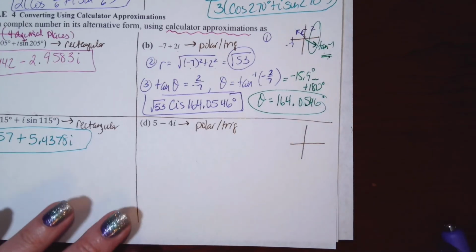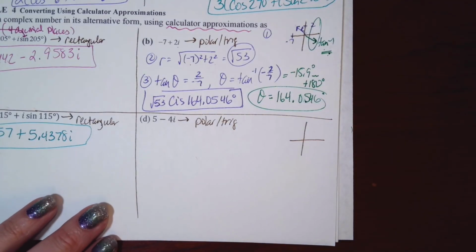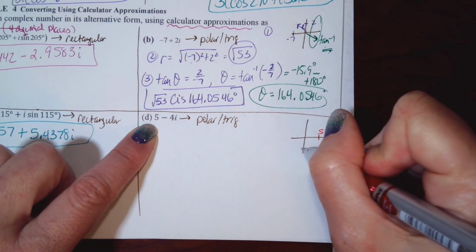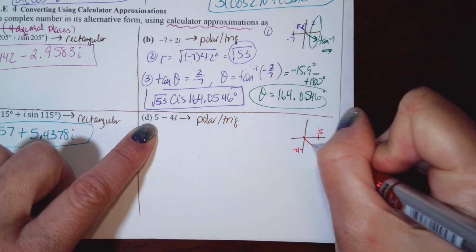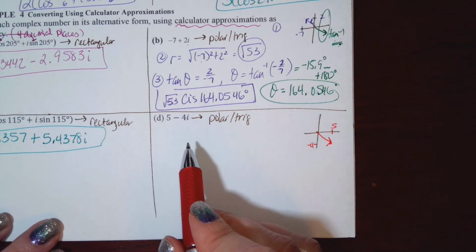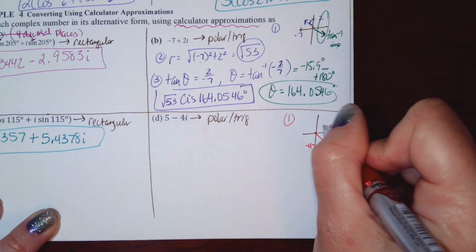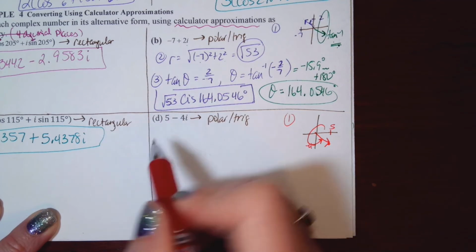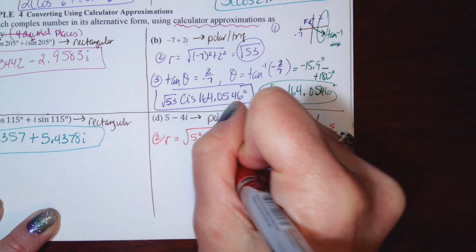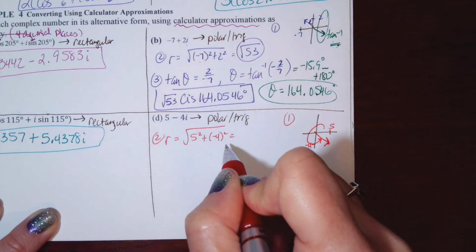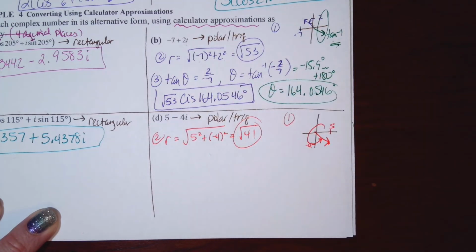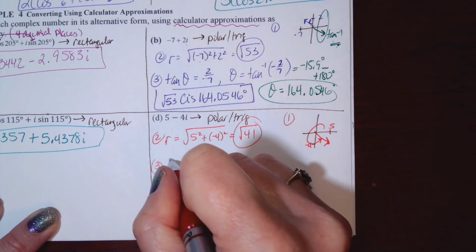Okay, last one for this section. Sketch your angle. 5, negative 4 puts us down here in quadrant 4. That's my first step. So this is my angle theta. Second step is to find R. 25 and 16 comes out to be 41. That doesn't simplify. Next step is to find theta.